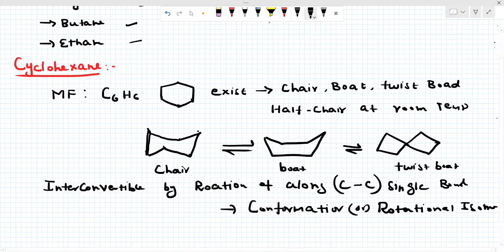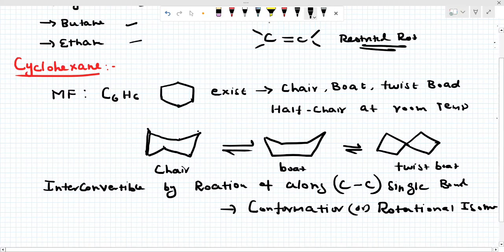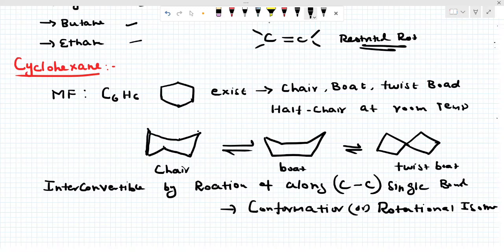Listen, a carbon double bond, please note, has restricted rotation. It means the carbon double bond rotation does not take place. In the case of a single bond, we can easily rotate the carbon single bond. Therefore, the chair form is converted to the boat form, the boat form is converted to the twist boat, and the twist boat is converted to the half chair. This can exist at room temperature.